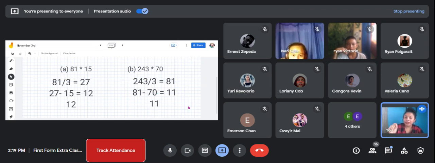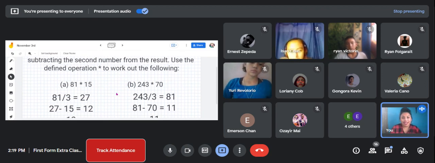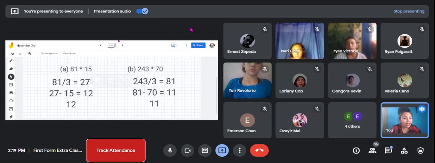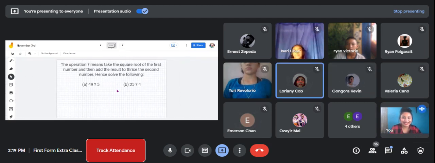So, 243, I'm going to divide it by 3, and that gives me 81. 81 is now my answer, and I'm going to take away the second number from that answer. So I end up with 81 minus 70. When I do that subtraction, 81 minus 70 gives me 11. So my final answer for this question is 11. Everybody understood this one? Yes, Miss. Very good, guys.